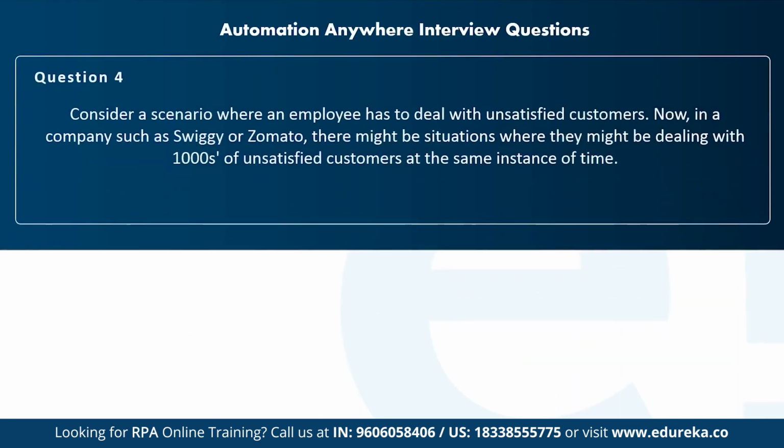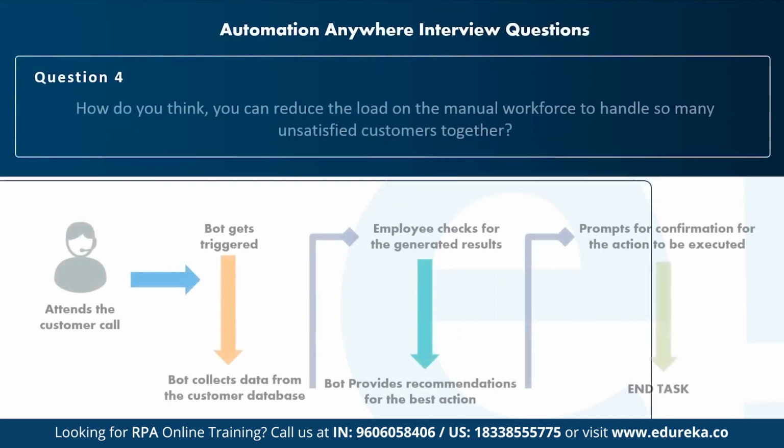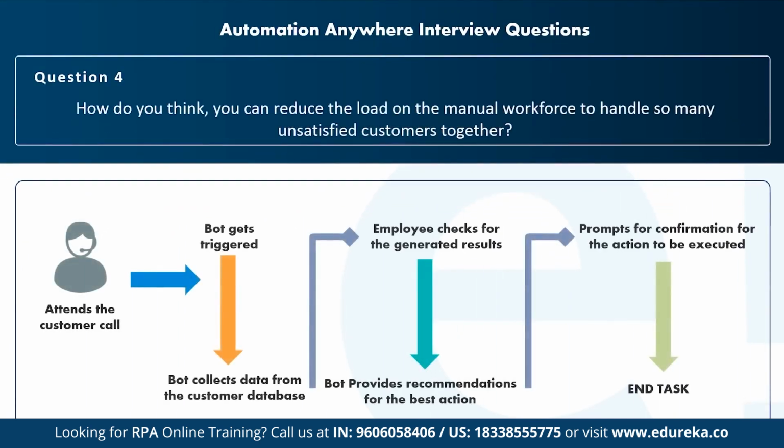For this question, consider a scenario where an employee has to deal with unsatisfied customers. Now, in a company like Swiggy or Zomato, there might be situations where the team of Swiggy and Zomato have to deal with hundreds of unsatisfied customers all over the world at the same instance of time. Now, how do you think the company can reduce the load of manual workforce to handle so many unsatisfied customers together?